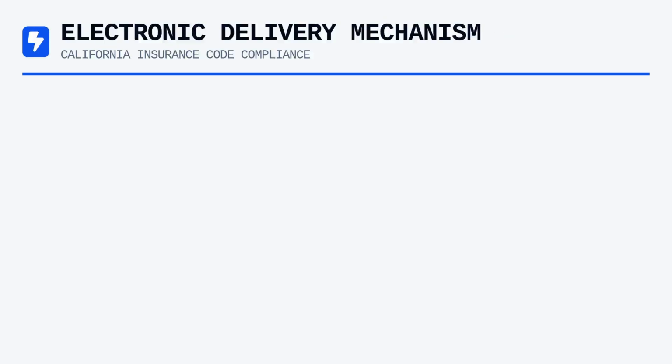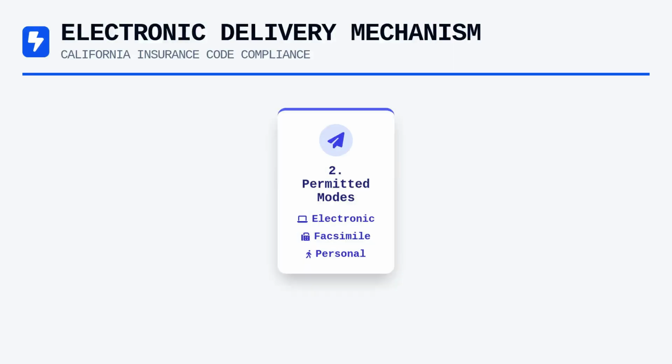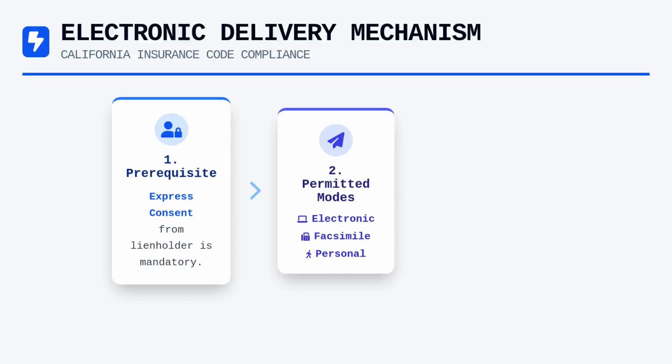The mechanism of delivery has evolved with technology, and the California Insurance Code accommodates this through specific allowances for electronic transmissions. According to the code, notices made to lien holders may be transmitted electronically, via facsimile, or through personal delivery, but this is subject to a strict prerequisite: the express consent of the lien holder. An insurer cannot simply opt to send electronic notices to a financial institution without establishing this prior agreement.